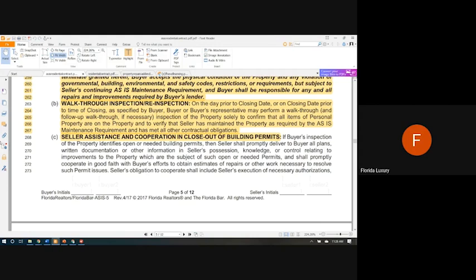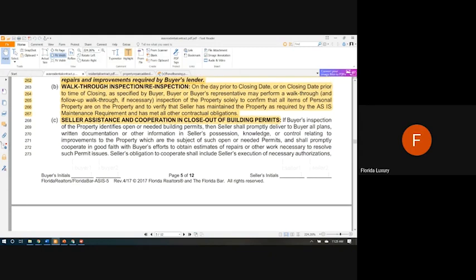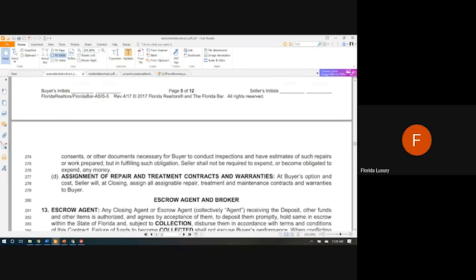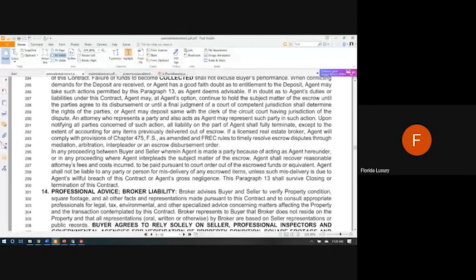Seller's assistance and cooperation in the closing and the build out or close out of building permits. So if the buyer's inspection of the property identifies open or needed building permits, the seller will promptly deliver to the buyer plans, documentation, blah, blah, blah. So what this essentially says is the seller has to work to close out these permits. That is their obligation. The seller's obligation to cooperate includes the execution of necessary authorizations, blah, blah, blah. So you can't have a seller that says, no, forget it, I'm not gonna deal with that. You're buying a house, it's your problem. Well, no, the contract is pretty specific that it is the seller's obligation to help with that.